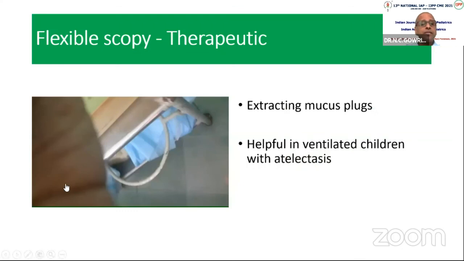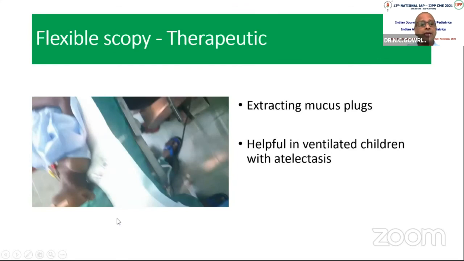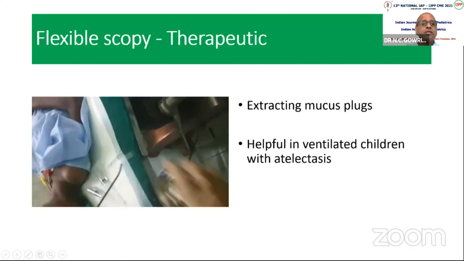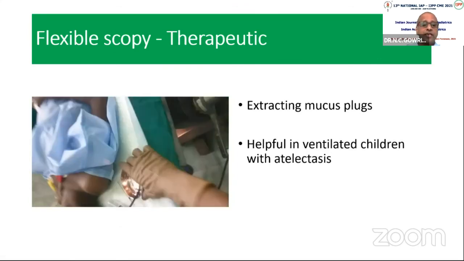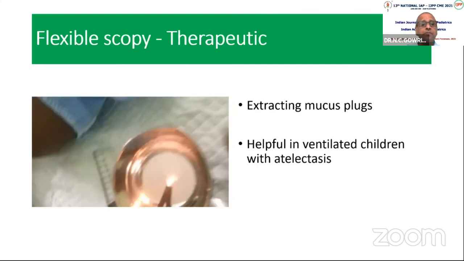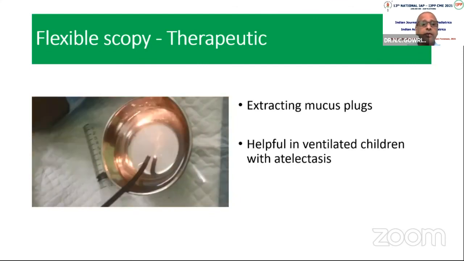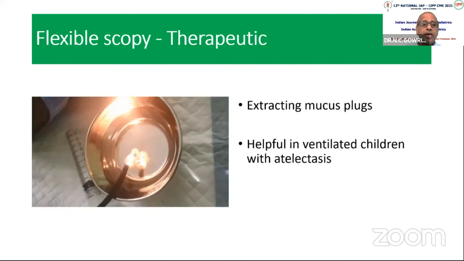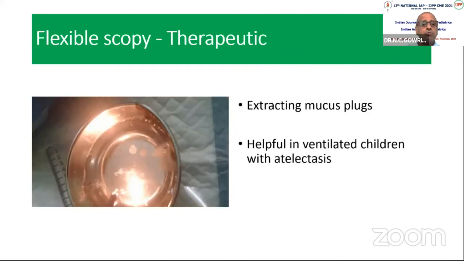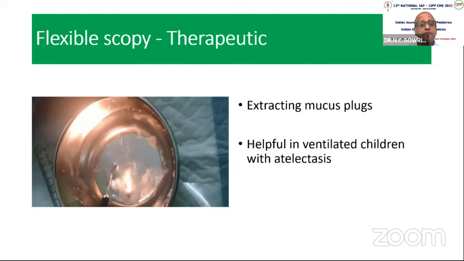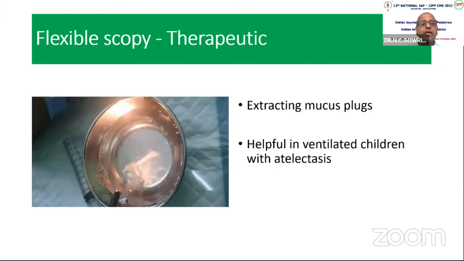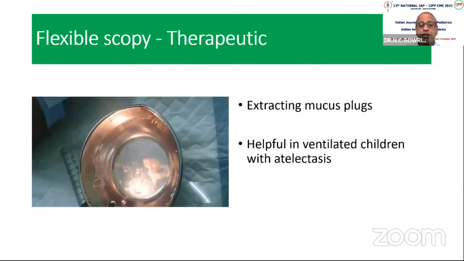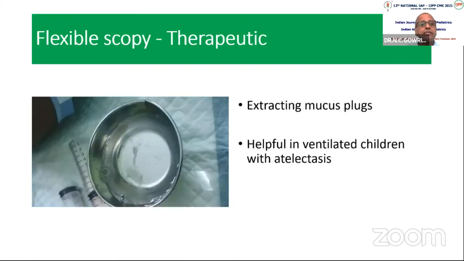Flexible scopy can be therapeutic, where in a child who has atelectasis too, just look at the thickness of the secretions which we are able to aspirate from the left upper lobe in this particular child. You are able to see this thick mucus plug which the child was not able to take out from his left upper lobe. So it can be therapeutic in especially ventilated children with atelectasis.